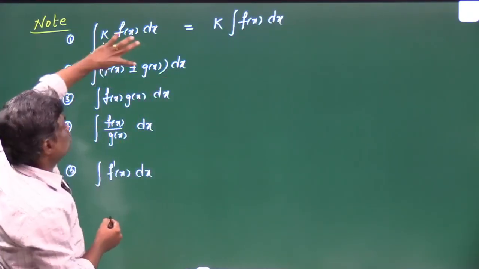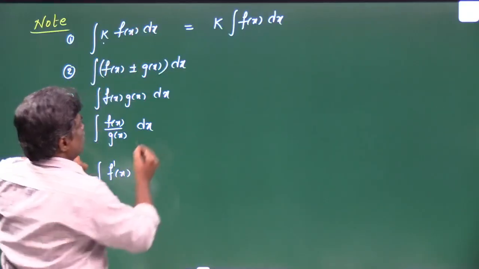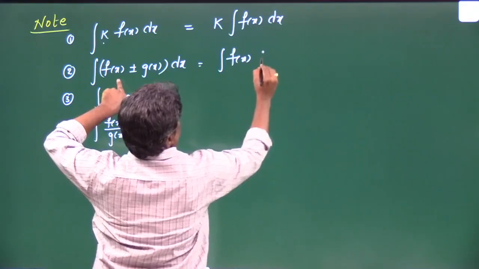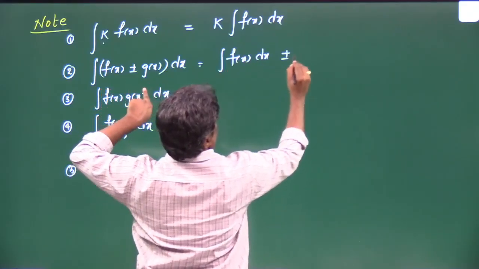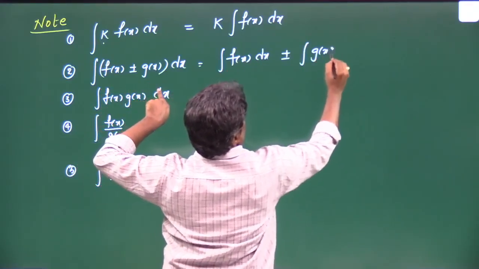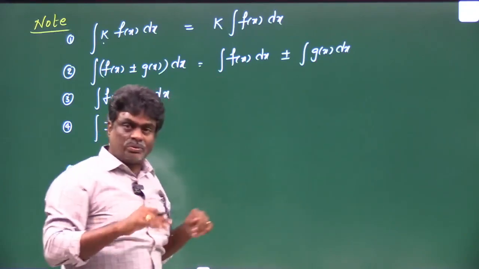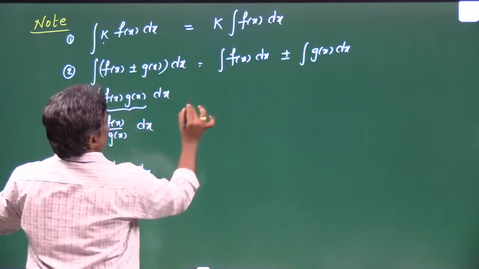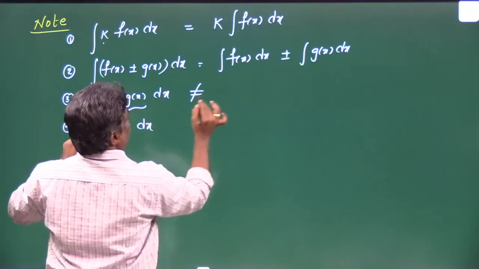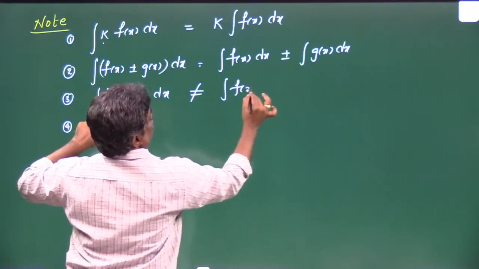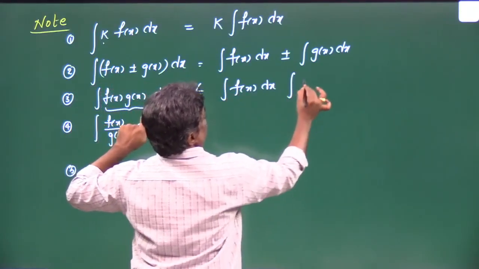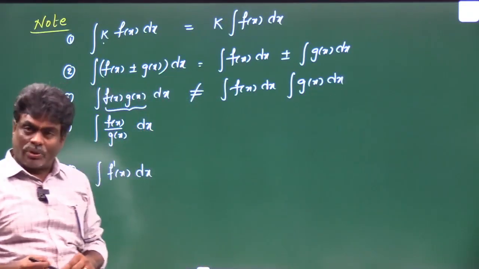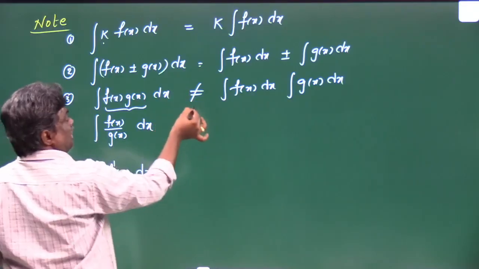And whenever you have two functions like this, plus or minus, then you can split it: integral f of x dx plus or minus integral g of x dx. You can split that into two integrals. And whenever you have a product, unfortunately this is not equal to integral f of x dx times integral g of x dx. Here we have to use a product rule. This is not equal.